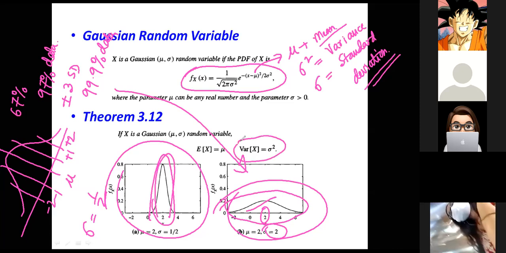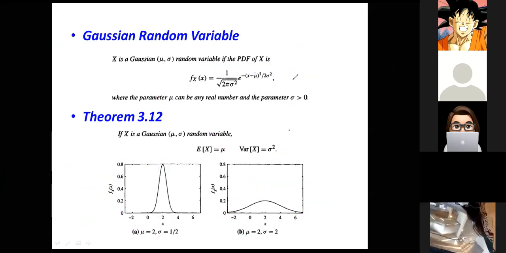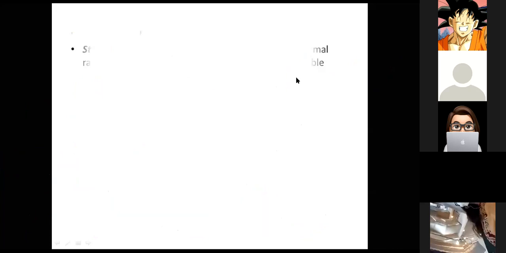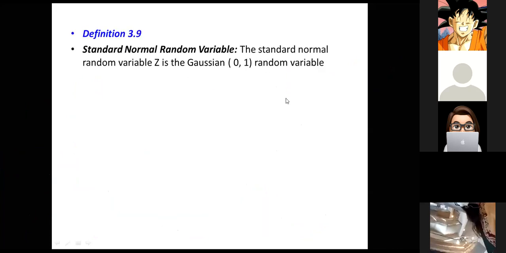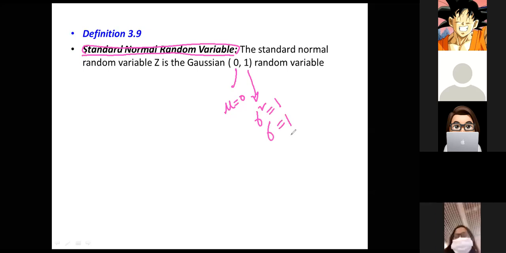Okay, remember one thing, this value of the variance we'll talk about in the next class, but still I want you to see this just for a moment: the standard normal random variable, this is a very important thing. It is when the mu value is equal to 0 and the standard deviation or the variance value equals 1. So when we are talking about a standard normal distribution, we are talking about a Gaussian distribution with mean value equal to 0 and standard deviation equal to 1.